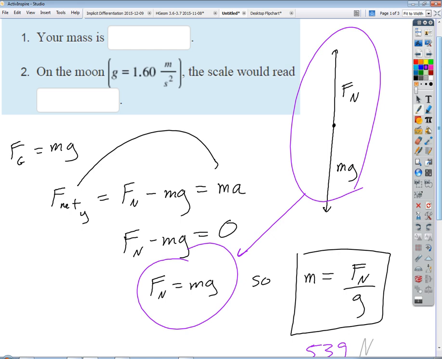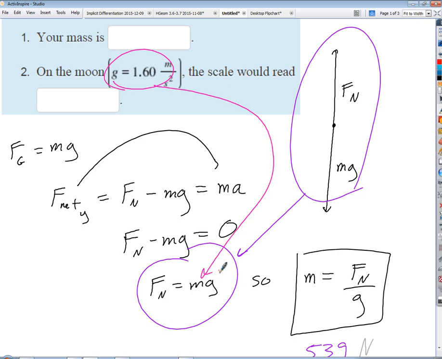Okay. On the moon, g is different. The acceleration of gravity on the moon is only 1.60 meters per second squared. So on the moon, I would have the same free body diagram, only those vectors would be a little bit shorter, right? In fact, they'd be 1/6 as long. But pretend we already shrunk them, so everything looks the same, doesn't it? The scale reading would still be the normal force on the moon. And so the scale reading would still be M times g, only this time the g is 1.60, right?